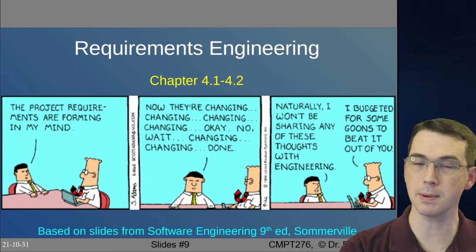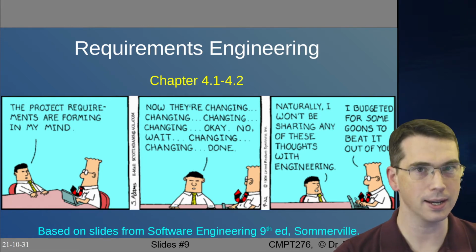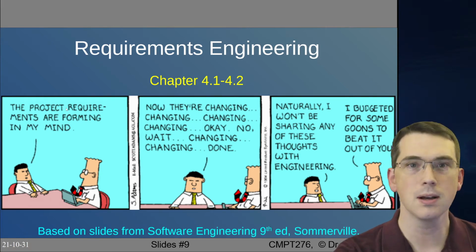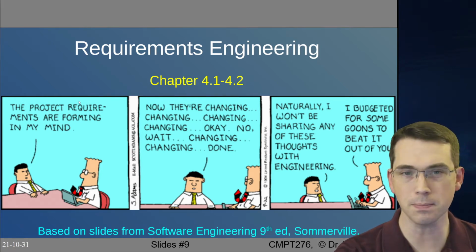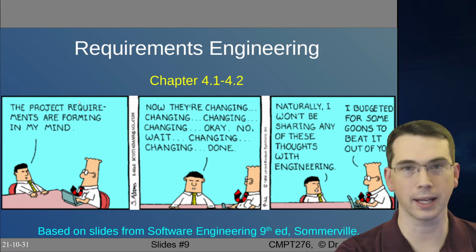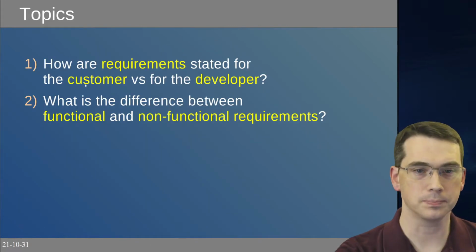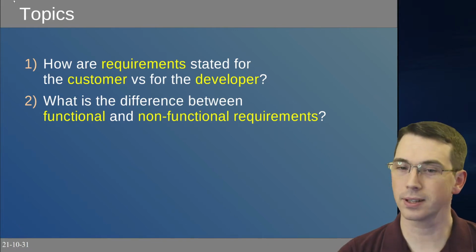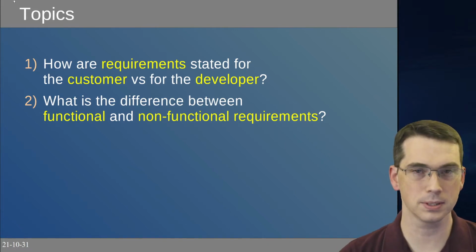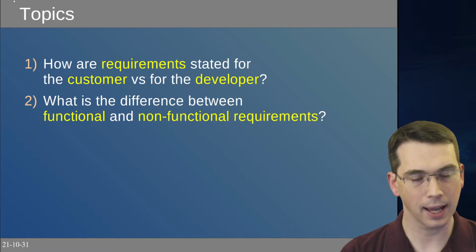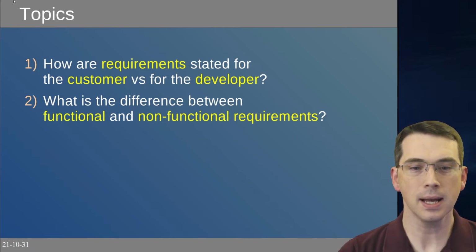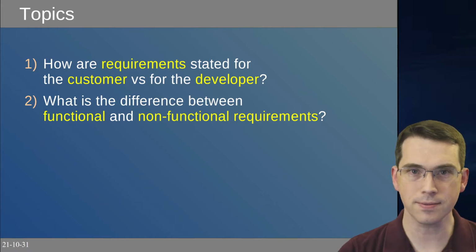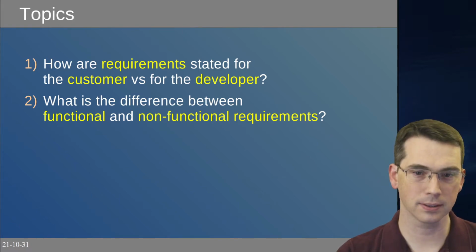And this isn't a statement about the customer not knowing really what's going on. It's a statement that we will all understand better what is possible by seeing what the software can do. And this is a big tenet of what we can do with agile development. So we're going to start off by looking at how requirements are stated for the customer or for the developer. And we'll see how that plays into this and gives us a bit of a framework to move forward. And then what is the difference between a functional and a non-functional requirement? Let's see what those are.